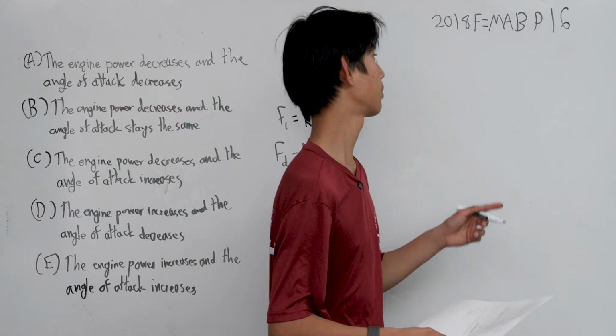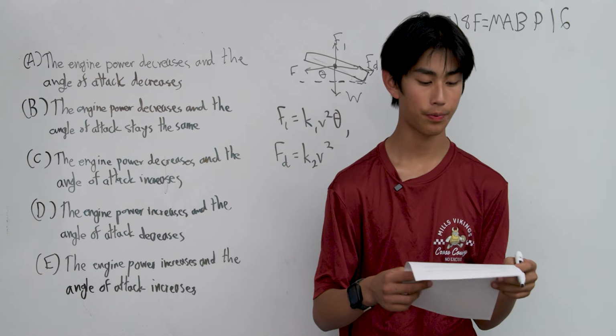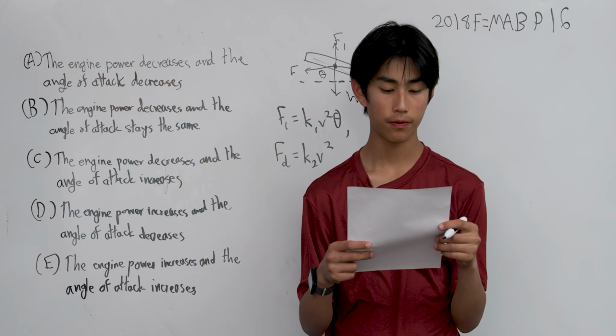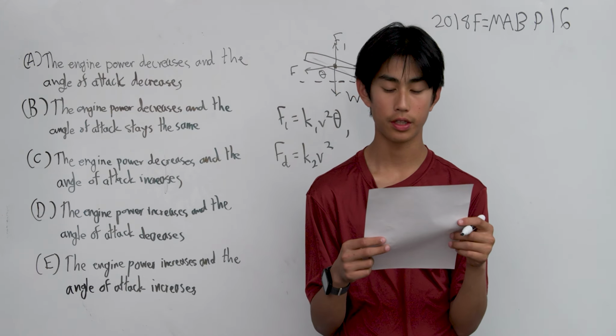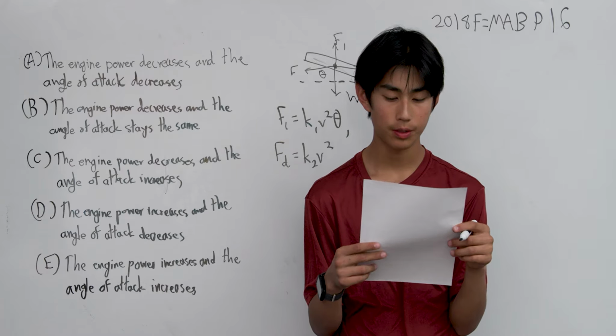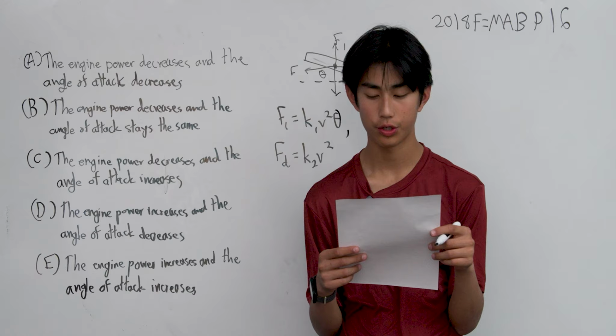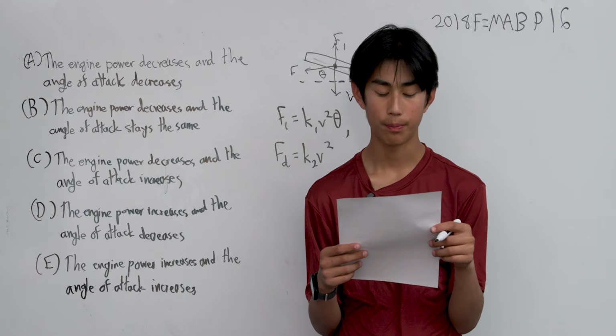We're solving problem 16 from the 2018 F equals MA exam B. A plane can fly by tilting the trailing edge of the wings downward by a small angle theta, called the angle of attack. In still air, a plane with ground speed v will have a lift force proportional to v squared theta and a drag force proportional to v squared.